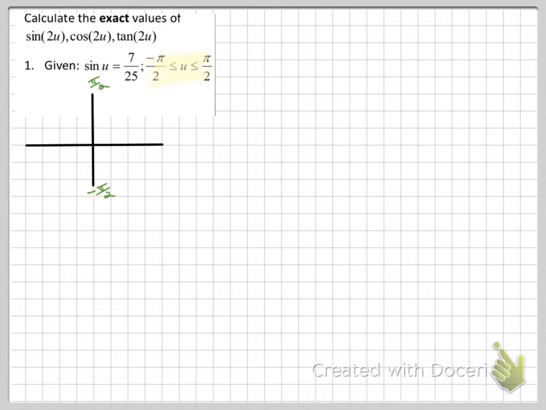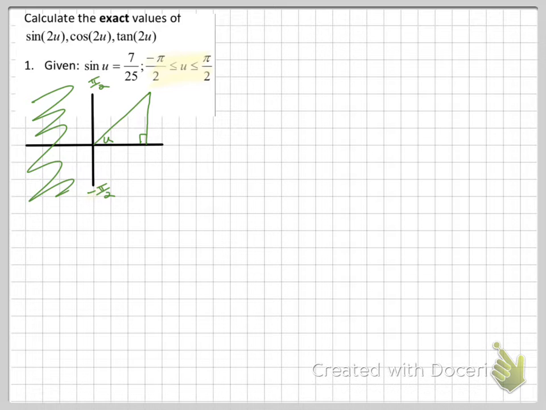So it's going to be not over here, right? It's going to be in one of those two quadrants. And then sine is positive. So out of the two quadrants left, sine positive has to be in quadrant 1, because sine is the y value. So this is for u, so I'm going to put a u in the corner.